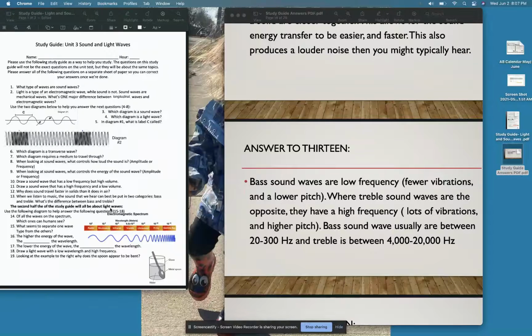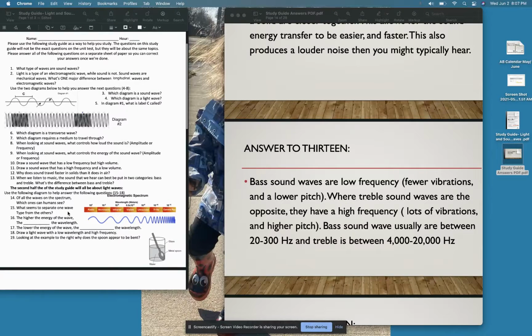So for the second half of the study guide, this is all about light. On this spectrum here, this talks about all of the different types of electromagnetic waves. Now, we have radio waves, microwaves, infrared, visible, ultraviolet, X-ray, and gamma. Well, the only ones that humans can see are visible. That's it. All these other wavelengths, our eyes can't see. Therefore, we only see visible light.